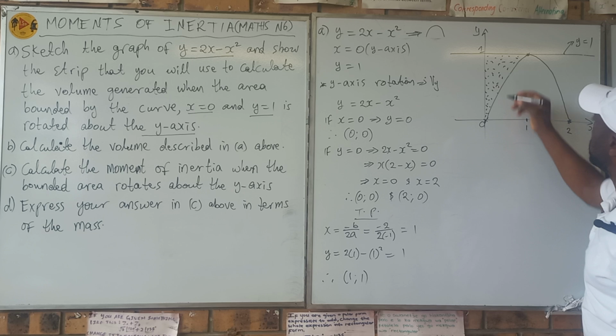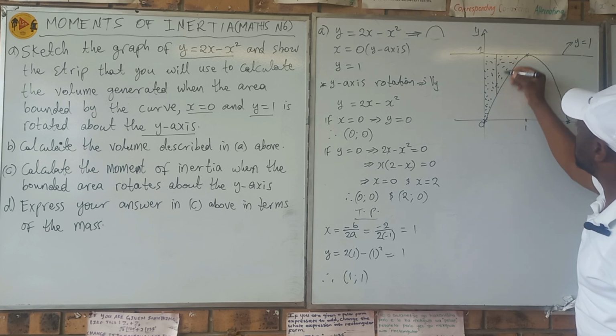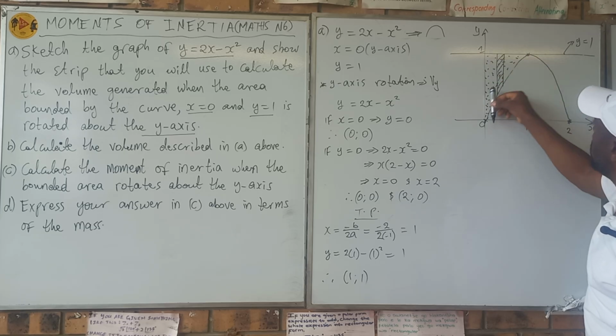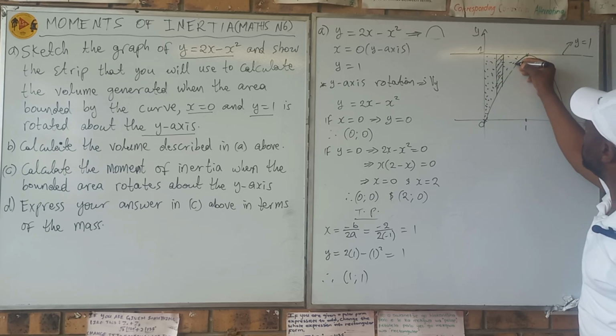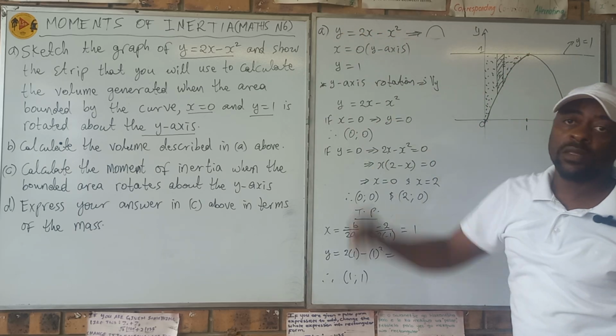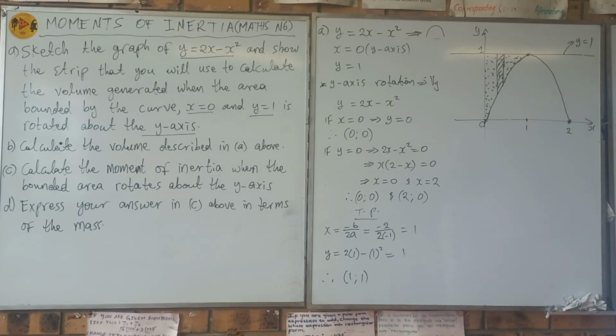So here the best strip you can go for is a vertical strip, because if I use a vertical strip, I can keep on touching the same 2 graphs all the time. So in this particular situation, a vertical strip is the best. Because if I want to go for horizontal, I will find it difficult to make x the subject from the equation of the parabola. So if I make a vertical strip, you see it's touching 2 graphs.